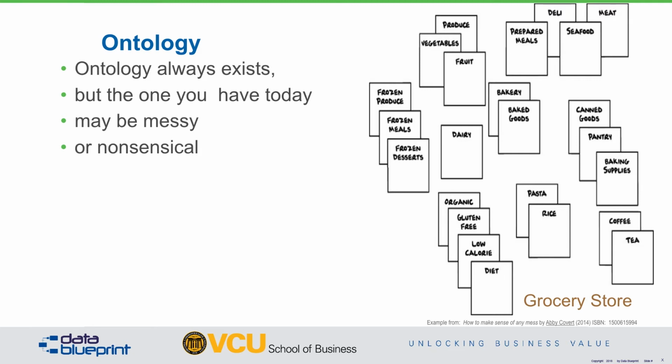So you may have one, but it may be really, really messy. What I'm showing on the right here is the grocery store, and you can see there's all sorts of things. Bakery goods, canned goods, coffee and tea are probably in the same place, but not the same place as the vegetables because they would be really a different concept. Sometimes they're completely nonsensical, and you've probably seen that as well.